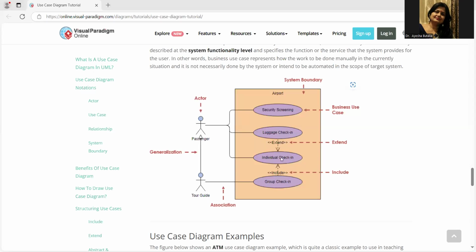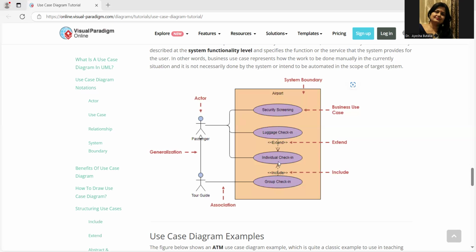In one line, I would like to tell you the difference so that it is clear: include means it is compulsory. If it is a group check-in, it includes individual check-in, meaning every group member, every individual, will be checked. So that is compulsory. Include means compulsory, whereas extend means it may not be compulsory. It's an extension. If an individual doesn't have luggage, that person will not have a luggage check-in, correct? If the person just has a handbag. So I hope this difference is clear between include and extend.